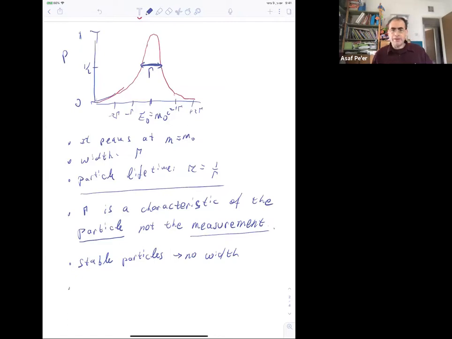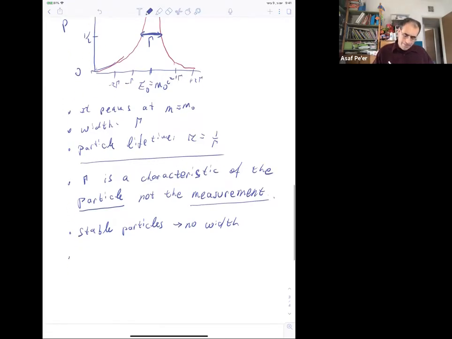Experimentally, this is quite crucial because this is a way of discovering new particles. You discover new particles first by the resonance. That's how people saw the Higgs. You saw the resonance. You don't see the particle itself. Its lifetime is way too short to be detected.